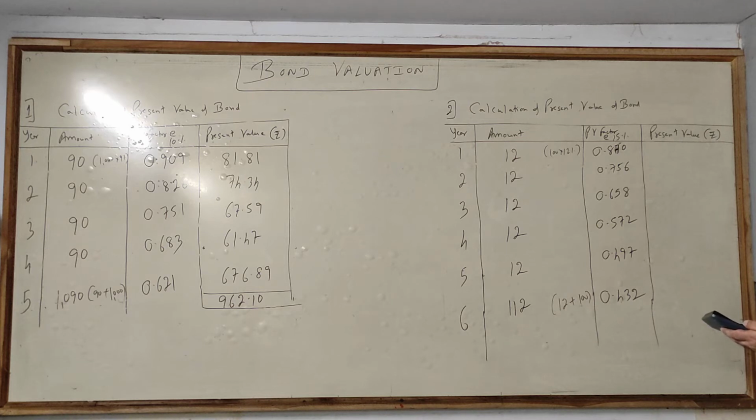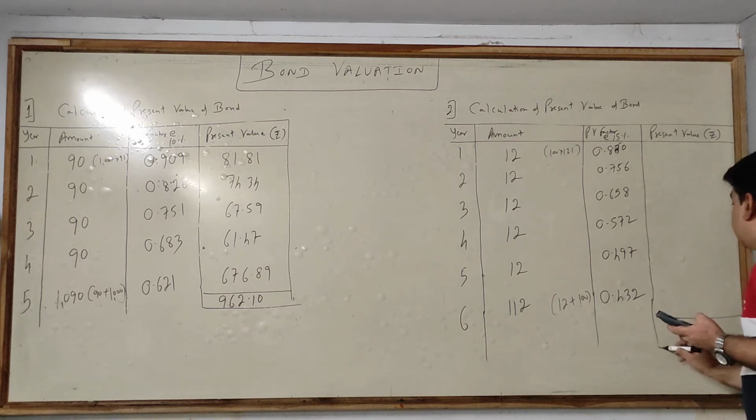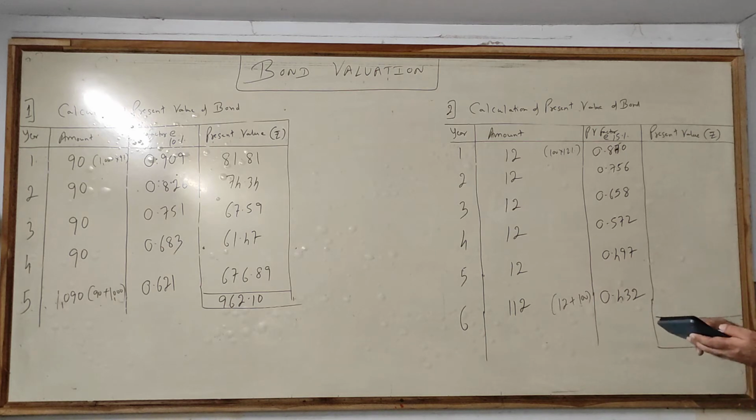1 divided by 1.15, 0.870, 0.756, 0.658, 0.572, 0.497, 0.432. Okay? Now keep on multiplying and then we will get the total.